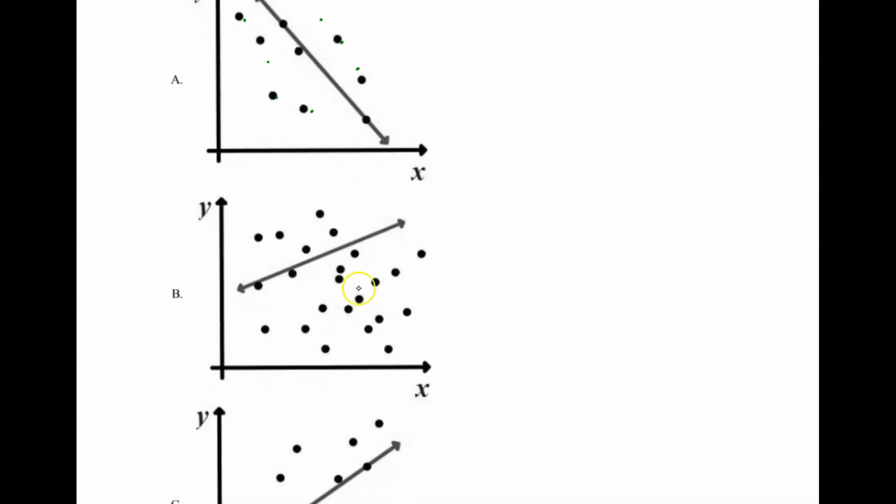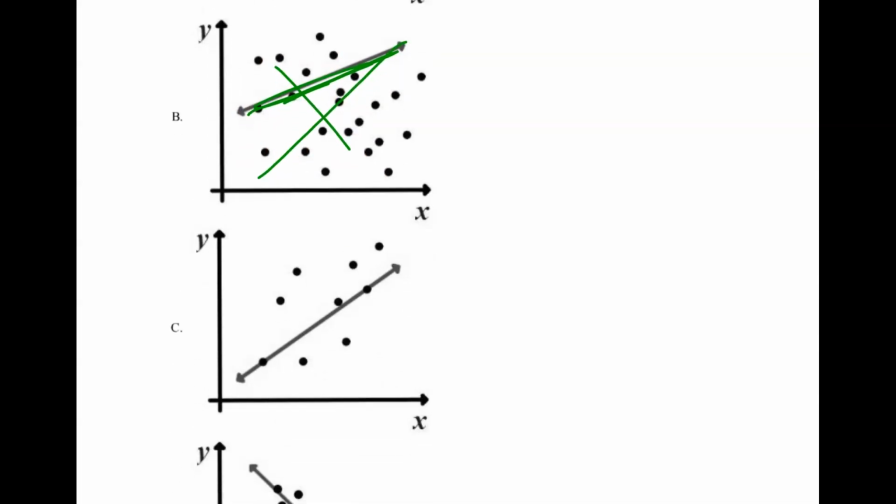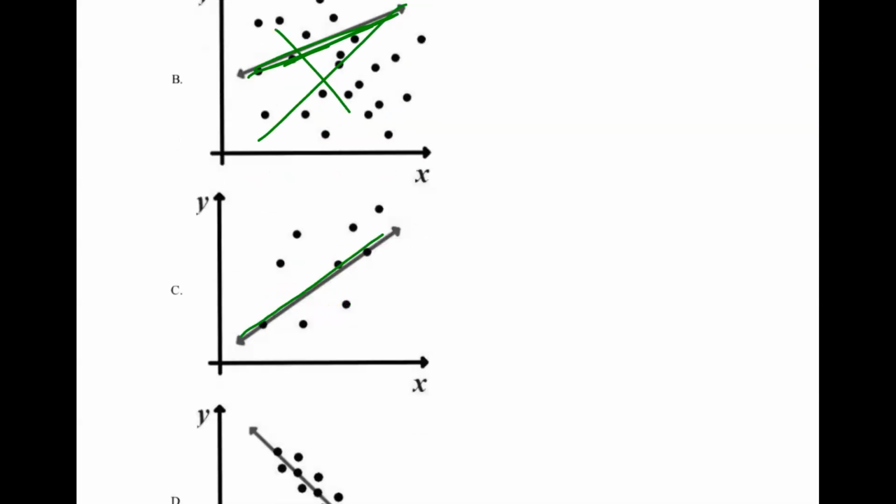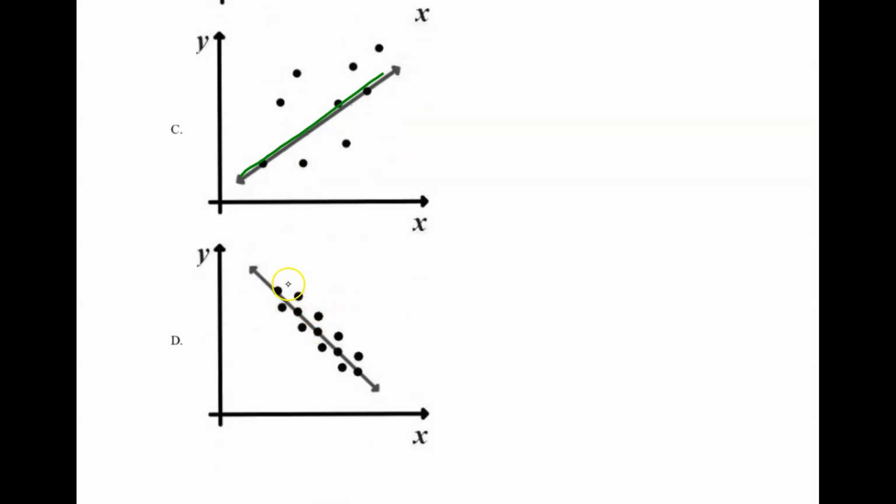B, there's no real even association here. Plus this is going positive, so it's not B. Same for C. Yeah, they're going in a positive direction, so it's not C. But look at choice D. Clearly those points are close to the line of best fit. That's a strong negative correlation, so you should have picked D for number 2.